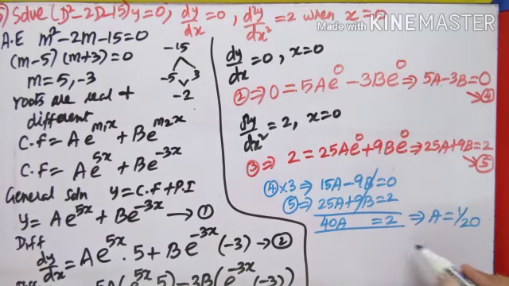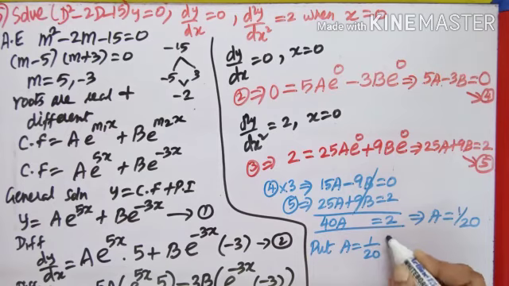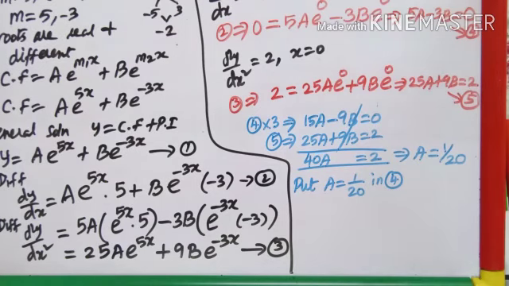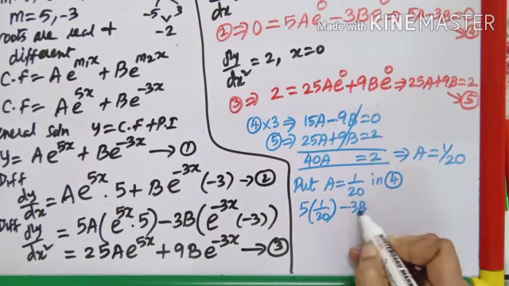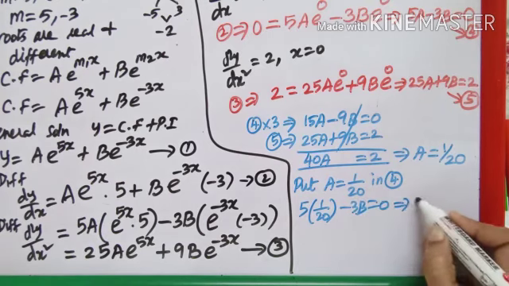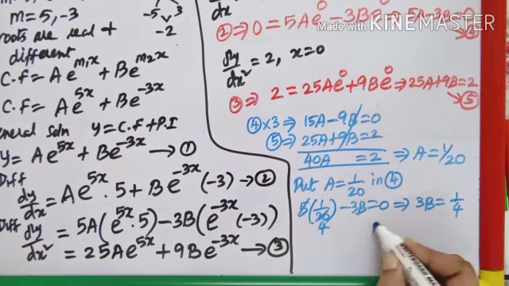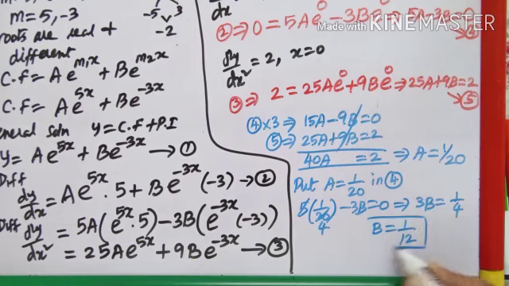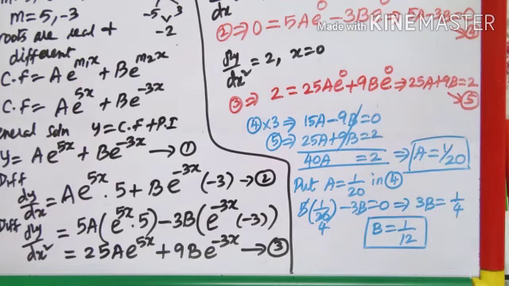Put the A value in the fourth equation. Put A = 1/20 in the fourth equation. As I substitute, 5 into 1/20 minus 3B is 0, or 3B equal to, I can cancel this, 1/4. B = 1/12. Now I know what the A value and B value are. Put them back in the first equation, so that is the expected answer.